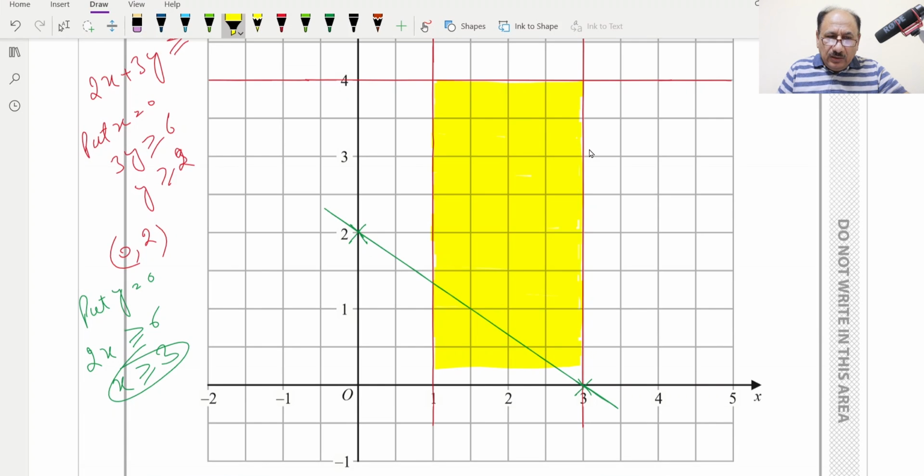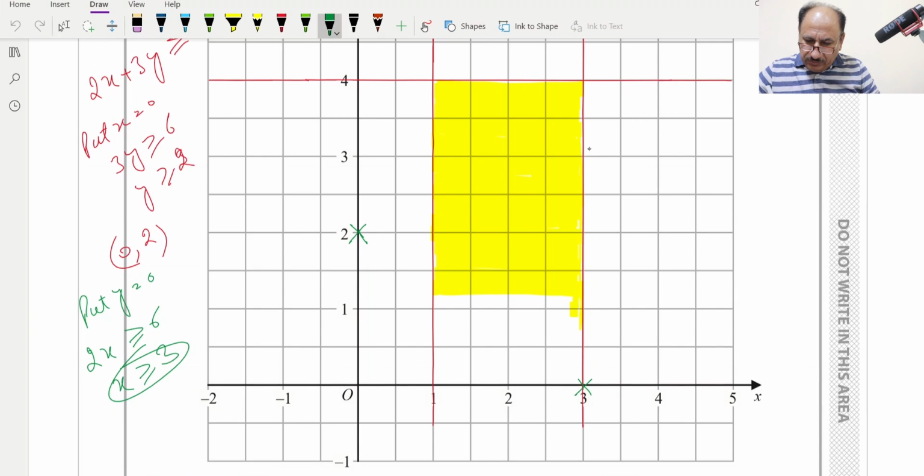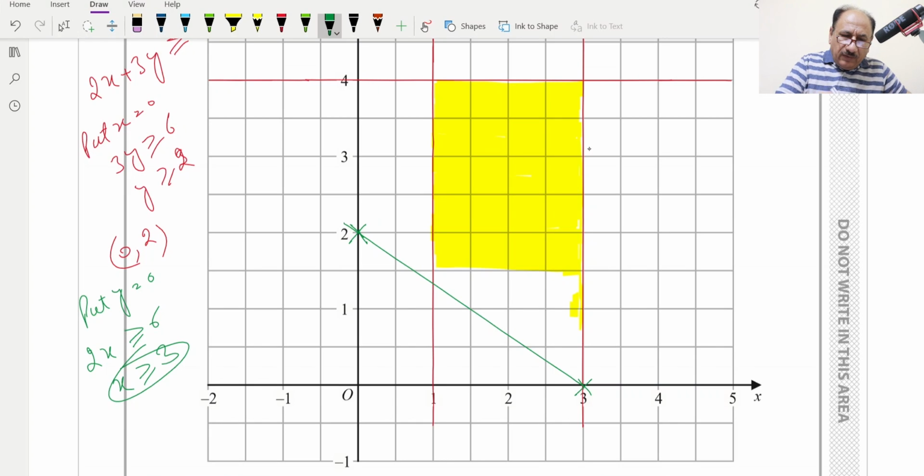Basically, for region R, this portion will not be included. We can draw this line again. So this will be the region, and we can erase a smaller yellow portion from here and this line, and we have to highlight this portion up to this one, so we cannot go beyond this line. So this will be the region R which we need to identify.